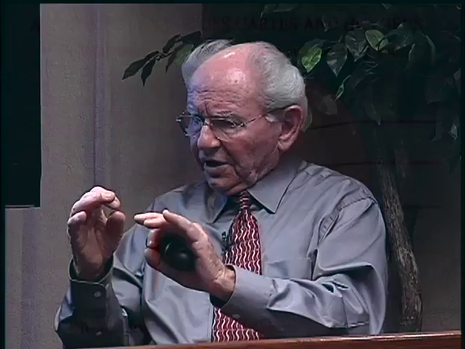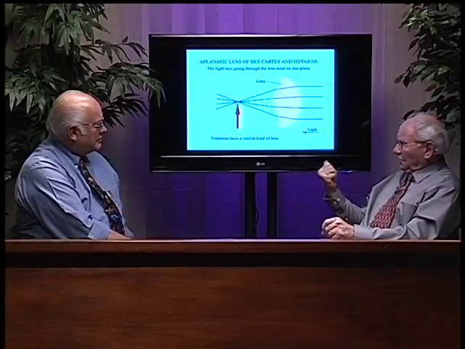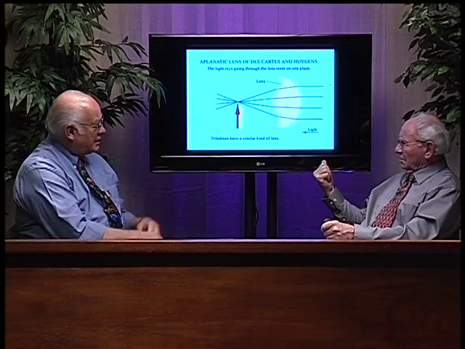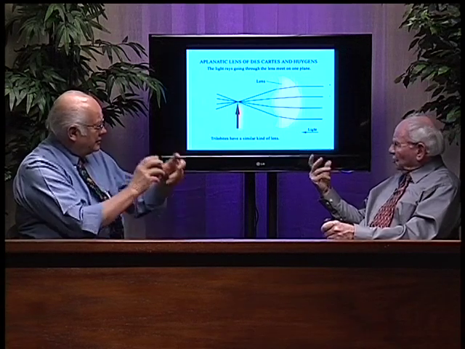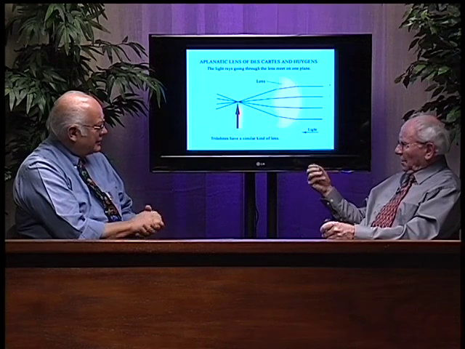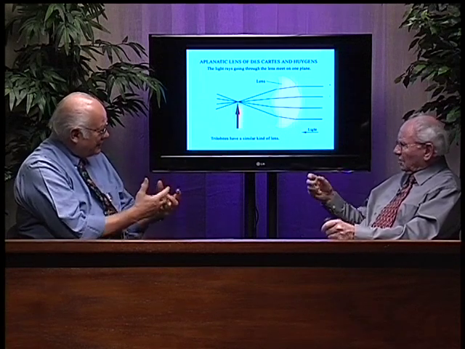Our eyes correct for it certainly by reducing the aperture and so on in our lenses. But the trilobite does it in a different way. They have this kind of lens, this odd-shaped lens that corrects for spherical aberration.